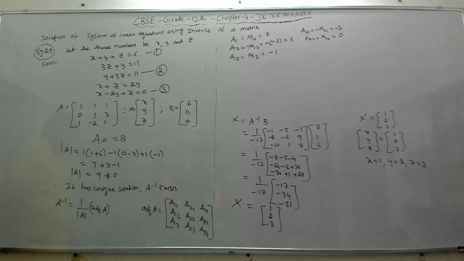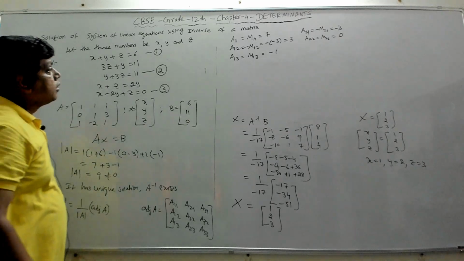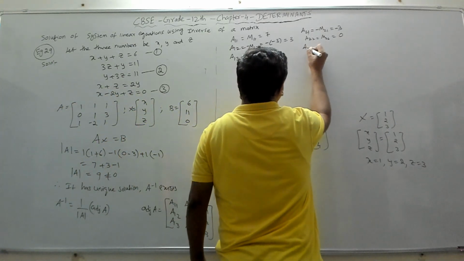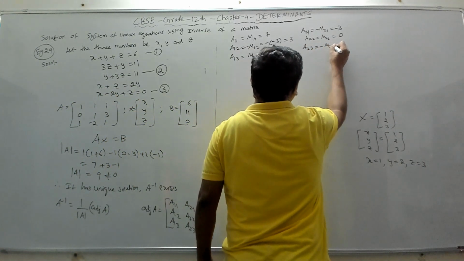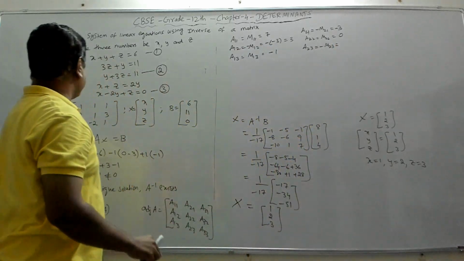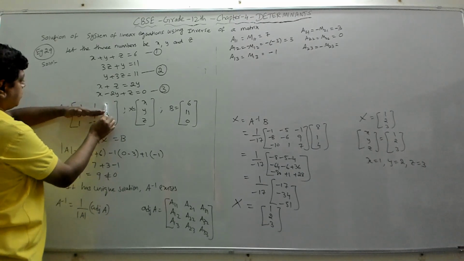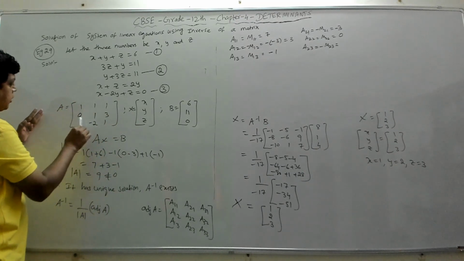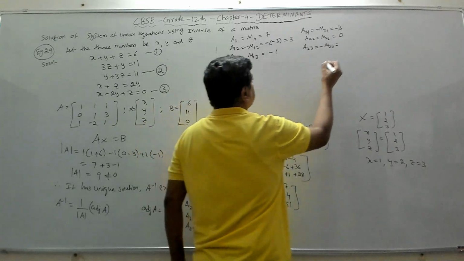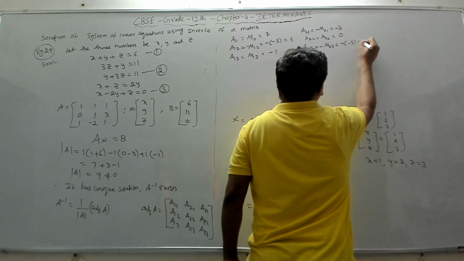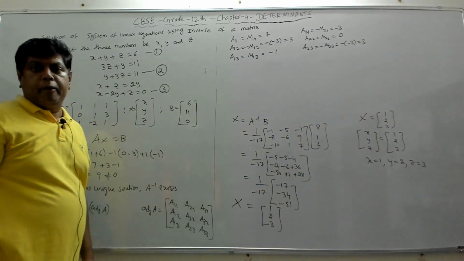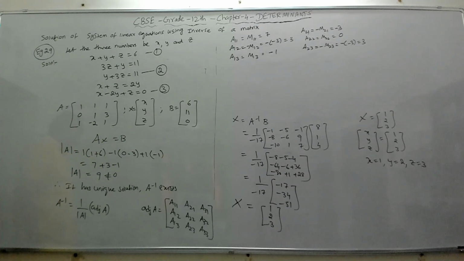Fine. Then A23. A23 is minus of M23. A23 is this, second row, third column. So this will be closed, this will be closed. Right? So 1 into minus 2, minus 2 minus 1 is minus 3, and minus of minus 3 will give you plus 3.